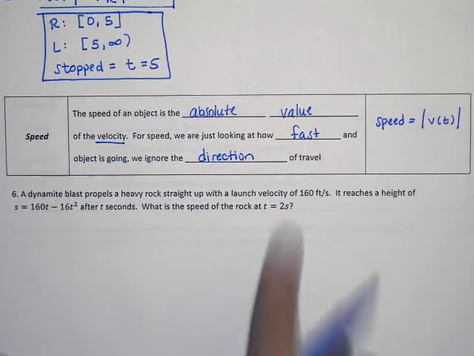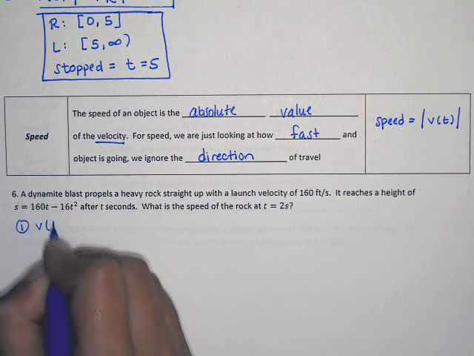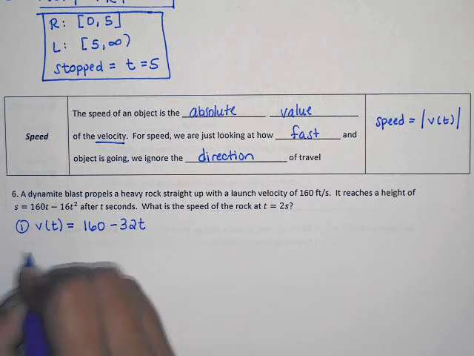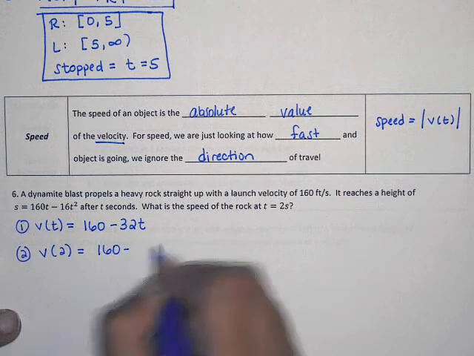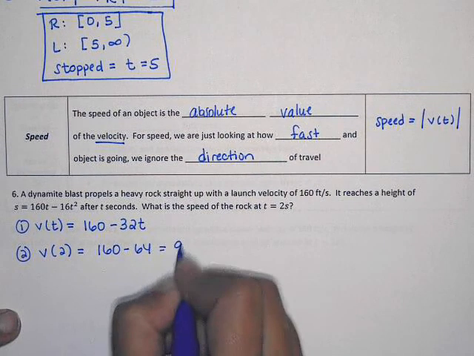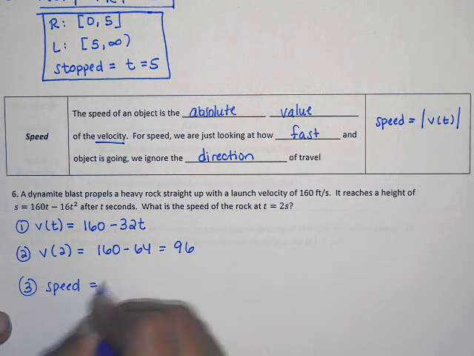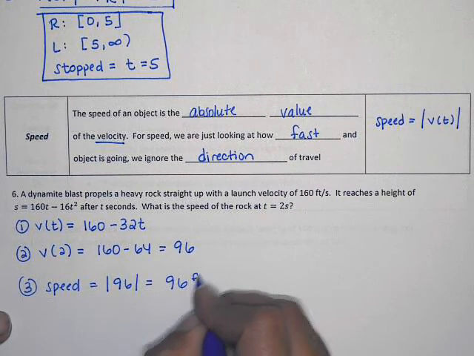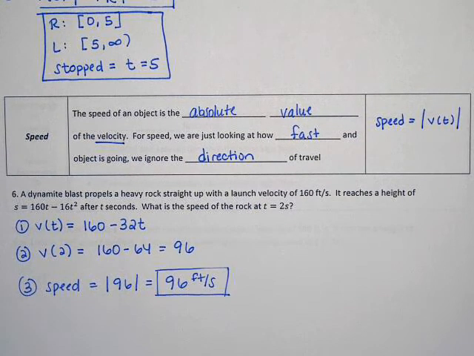For example, if I say what is the speed of this same rock at t equals 2, first I would take the derivative and get my velocity function, 160 minus 32t. Then I would calculate the velocity at 2, which is 160 minus 64, so 96. Then I would say speed is the absolute value of that number, which in this case would stay the same. If my velocity had originally been negative, then my speed would have been the same number but positive.